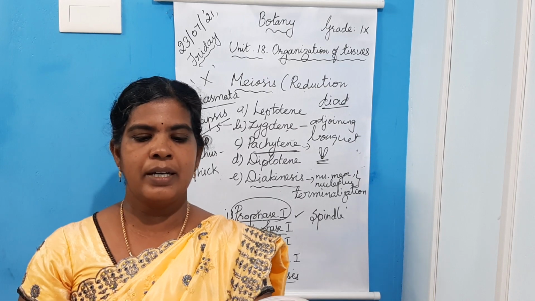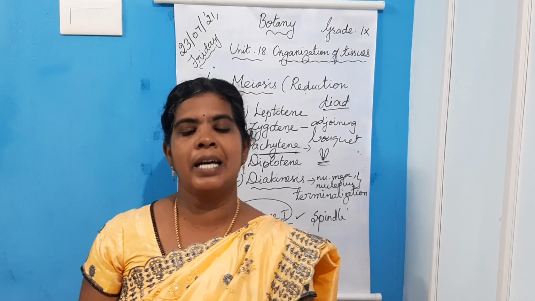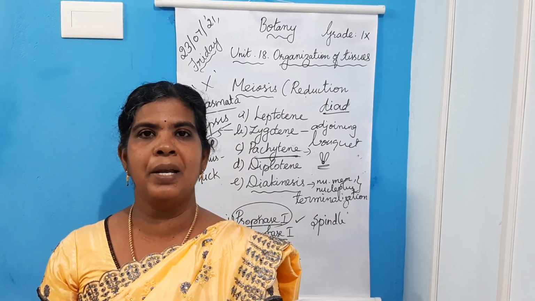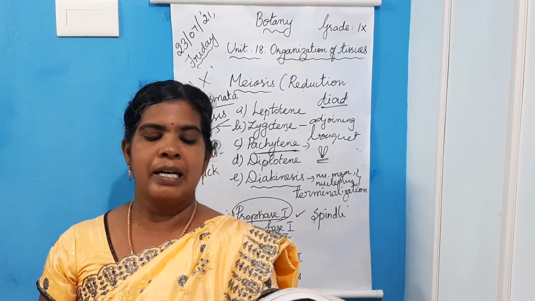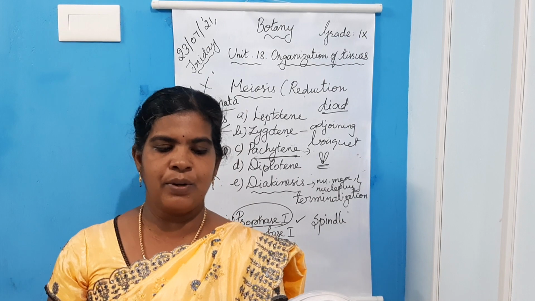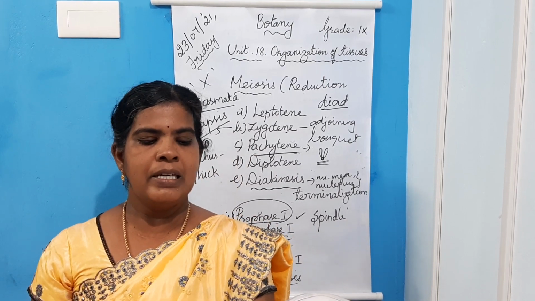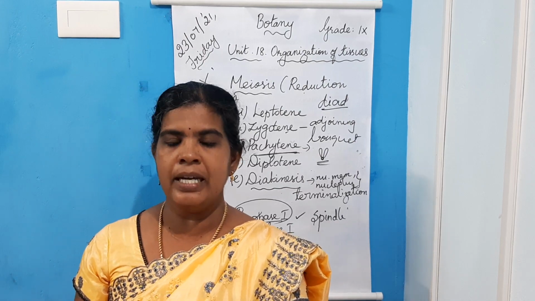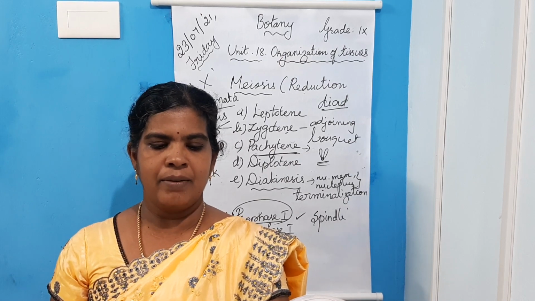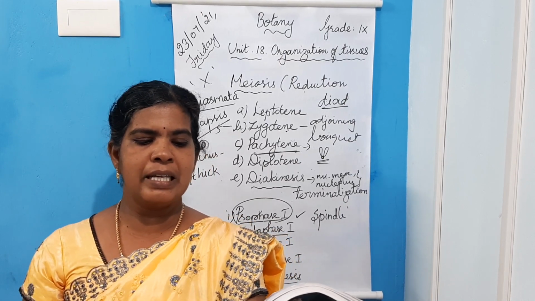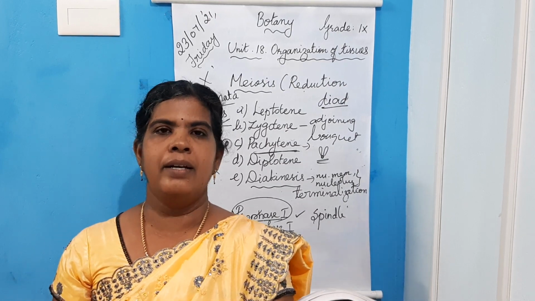Children, now turn to page 221. Under the heading heterotypic division, you are writing what are the stages of heterotypic division. You have to mark 5 stages: prophase 1, anaphase 1, metaphase 1, telophase 1 and cytokinesis. Next, near the heading prophase 1, name the stages of prophase 1.